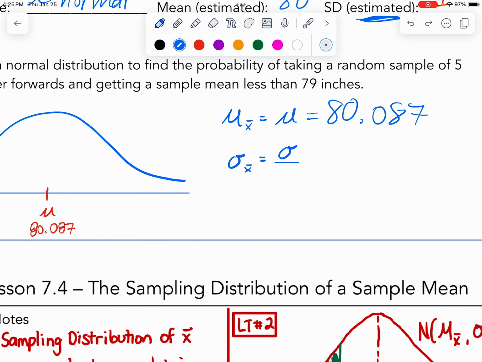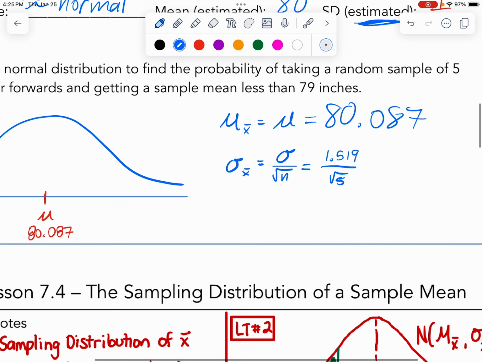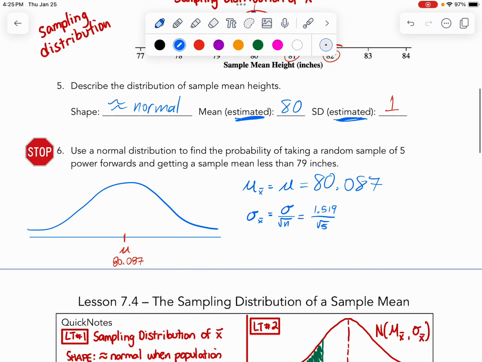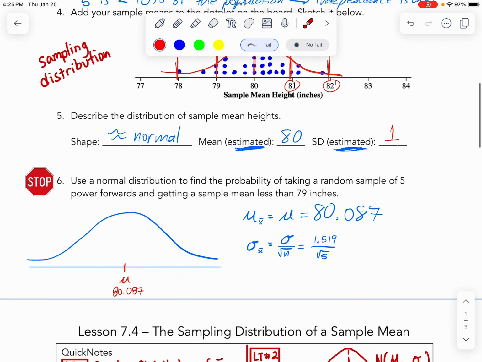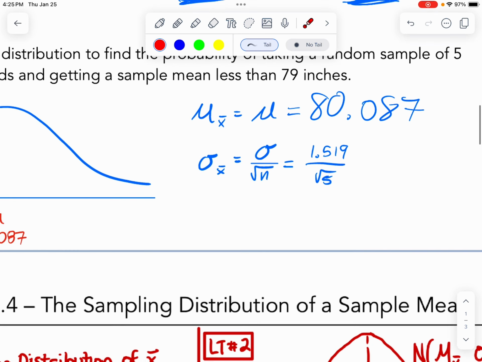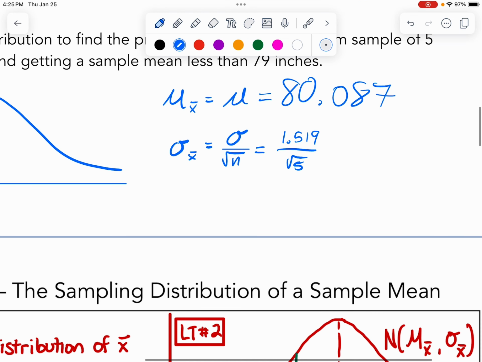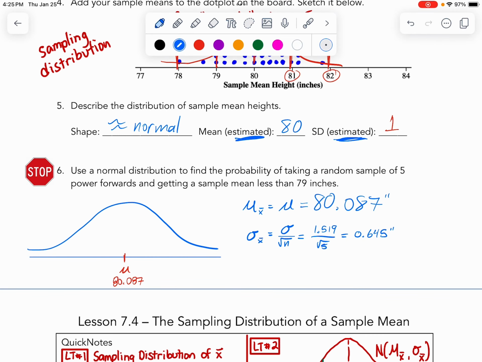Maybe I'll keep this more general first, by the square root of n. So this would be, in numbers, 1.519 divided by the square root of 5. I got that 1.519 from right here. Okay, so what is this? Take your calculator out and do that if you need to. This is 0.645 inches.